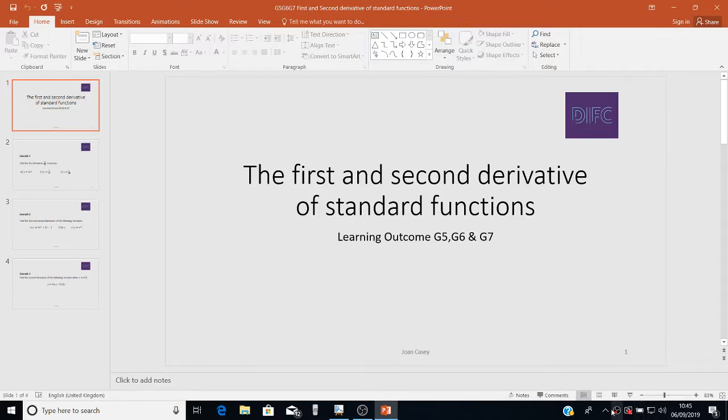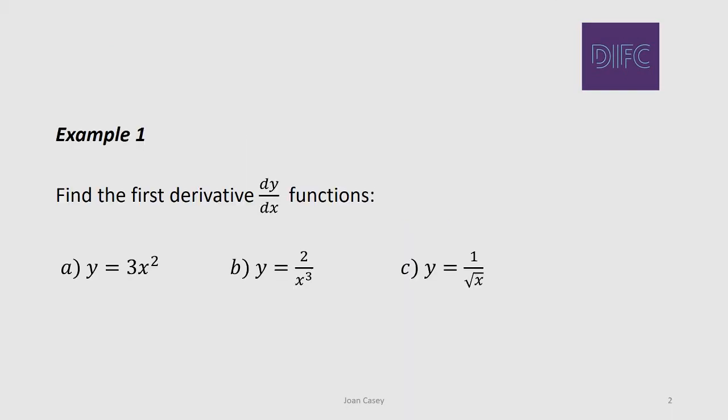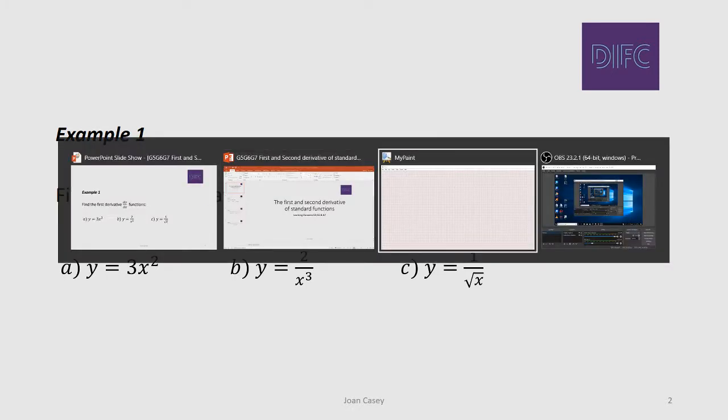In this video, we're going to look at finding the first and second derivative of some standard functions. So the first example, we're being asked to find the first derivative dy/dx of the functions. The first one, a, is y equals 3x squared, the second one, b, y is 2 over x cubed, and the third one, c, y is 1 over the square root of x. And we'll just look at each of those now.